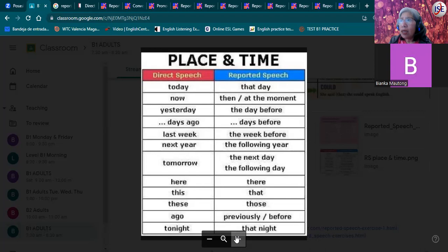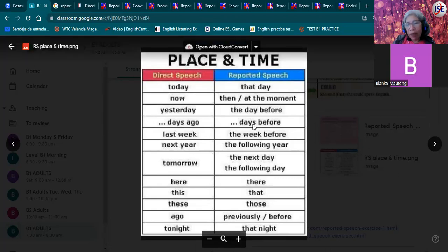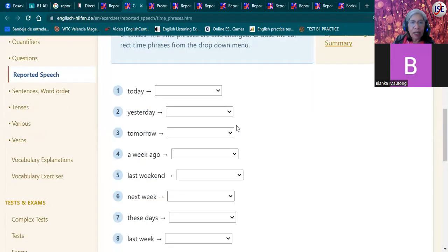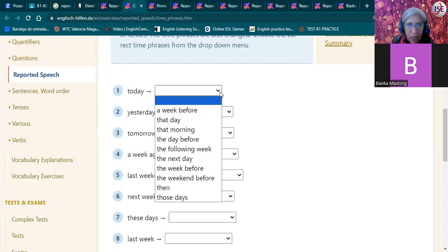Raul studied for his tests 3 days ago. Raul said he studied for his test days before. Mr. Marlon traveled to Colombia last week. Mr. Marlon said he had traveled to Colombia the week before. Okay, so whenever we have a reported speech, we take these expressions in direct speech and we change them when we make the reported speech. That's why here in this exercise, the idea is that you use the expression to change. For example, today, no, today is not the next day, but that morning, but that day.